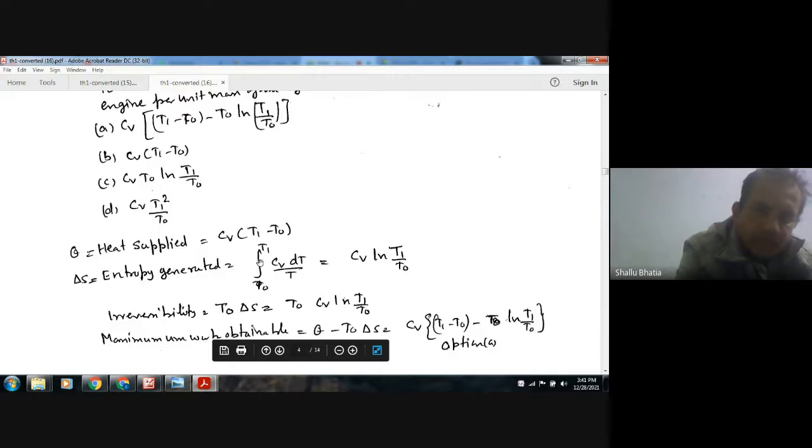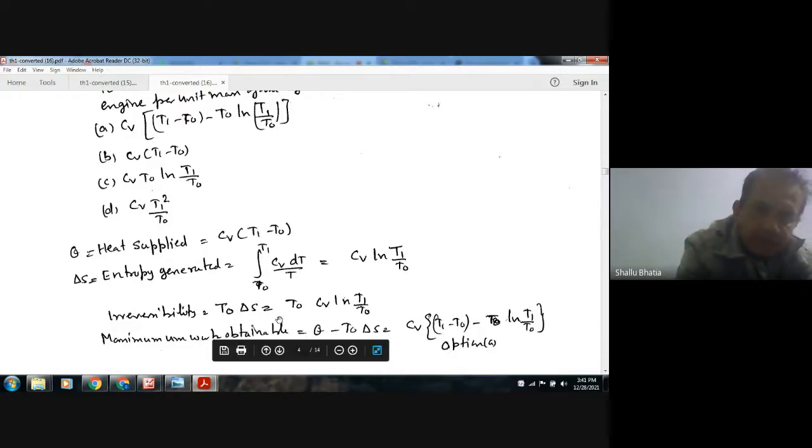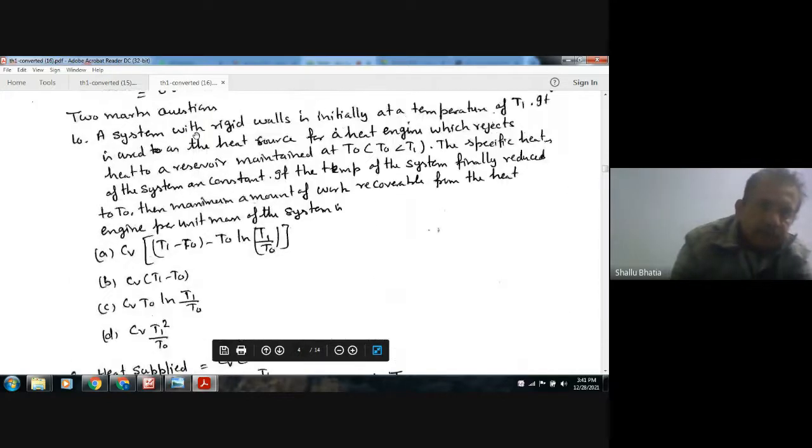Now the maximum work which can be obtained is heat supplied minus irreversibility. So this is the heat supplied, Cv (T1 minus T naught), minus irreversibility, T naught Cv ln(T1 by T naught). So the answer is A. Option A is the right answer.